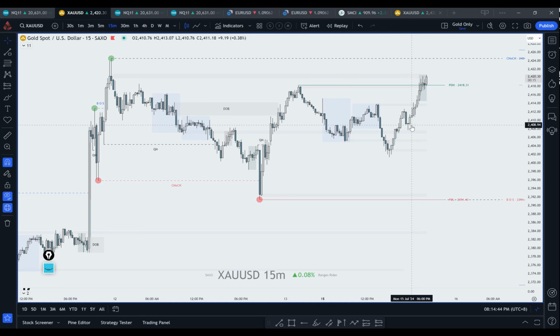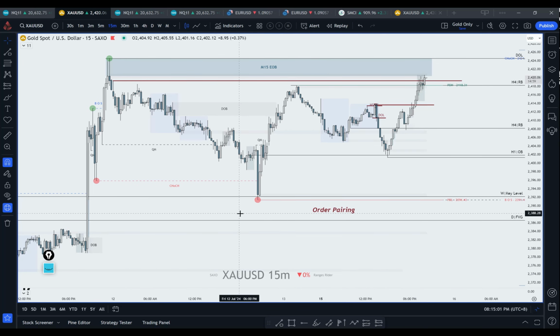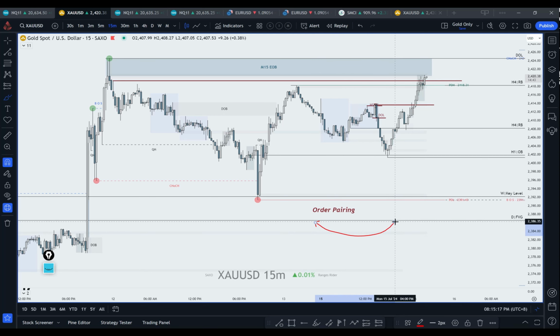So for the order pairing, we need to take the high and then close back into the range. Yes, if this is the level on the M15 time frame, you will go one time frame lower, the 3-minute time frame. If this is an H4 time frame, you will go to the M15 time frame. If this is an H1 time frame, you will go to the M5 time frame.